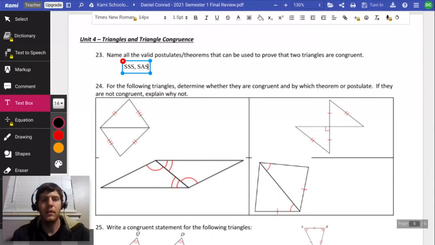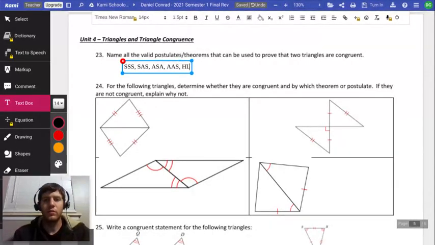We had side, angle, side: 2 pairs of sides and the included angle are congruent. Angle, side, angle: 2 pairs of corresponding angles are congruent, and their included sides. And then angle, angle, side, which was 2 pairs of angles and the non-included side.